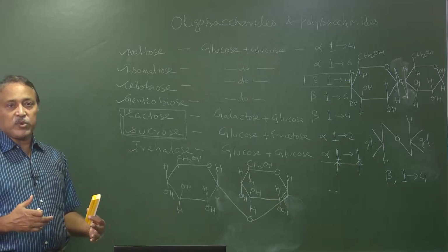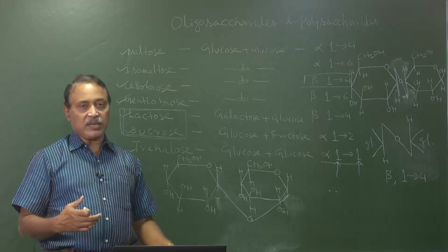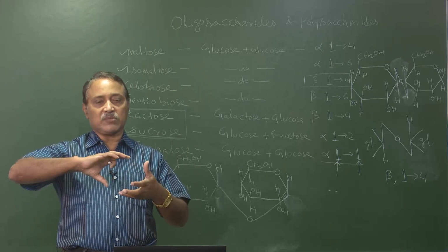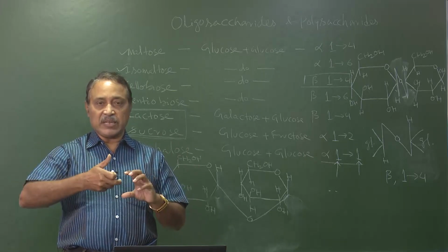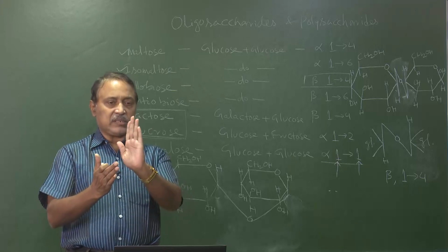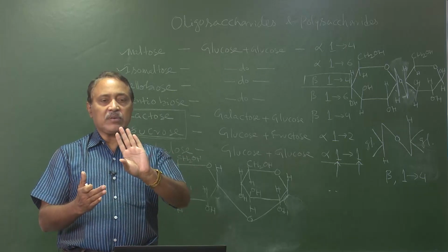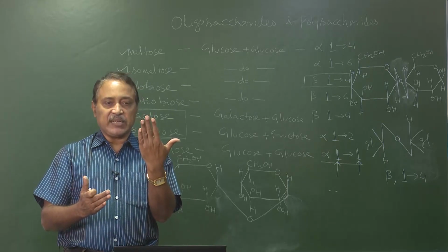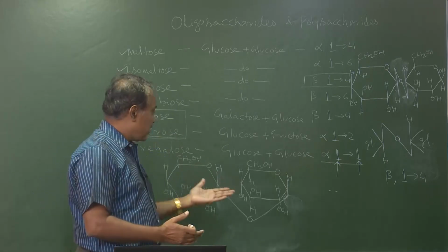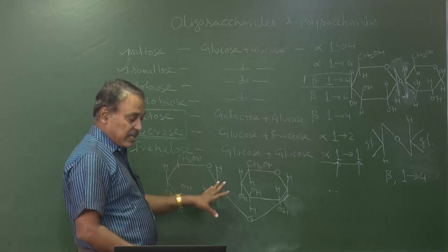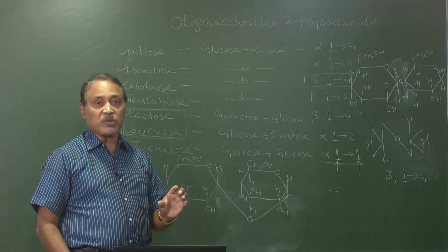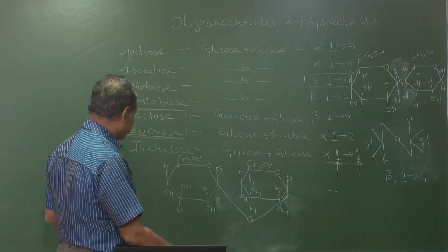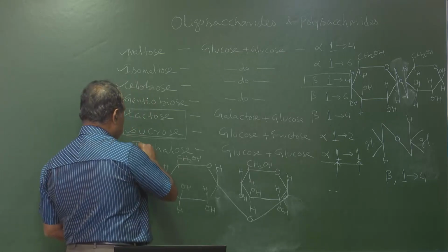Actually, if we are using Haworth projection formula, you are not much acquainted with this. We can reverse this structure, we can write it in a reverse manner, such that we can reverse it upside down and the right side becomes the left side. If we write in that manner, then we can draw this very easily, but it may be a bit confusing for you which side has gone, so I am just avoiding that. So this is your trehalose.